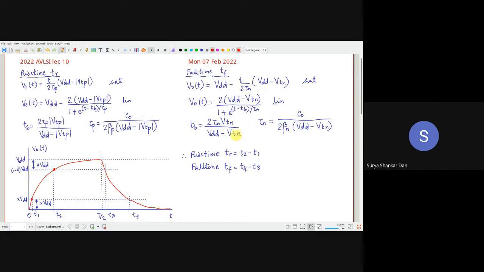All right. So now, during the fall time, we again have to figure out the instances. That means we have to find out the time T3 when the output voltage is crossing this 1 minus X into VDD line, and when VO is crossing the X VDD value. These instances are T3 and T4. Obviously, the fall time will be defined as T4 minus T3. Now, what is important for us to understand is whether to use this equation or this equation in order to calculate T1 and T2. Similarly, to calculate T4 and T3, which of these two equations we are going to use.